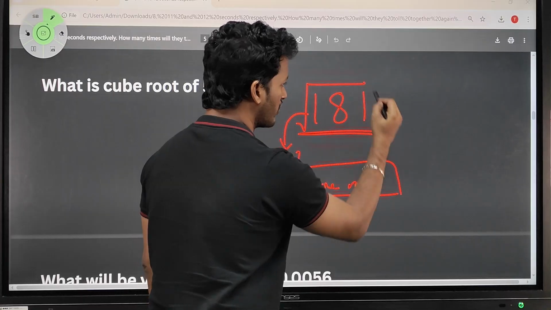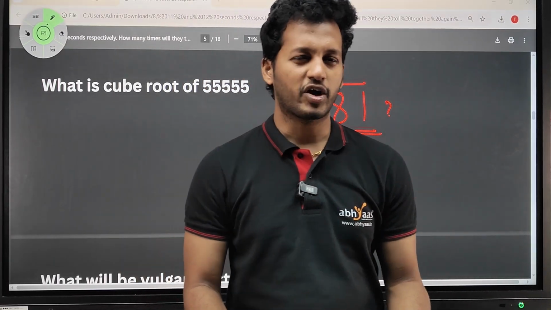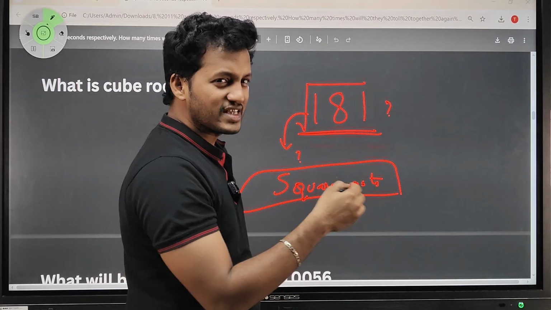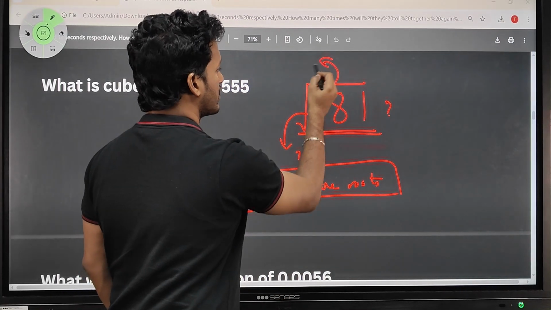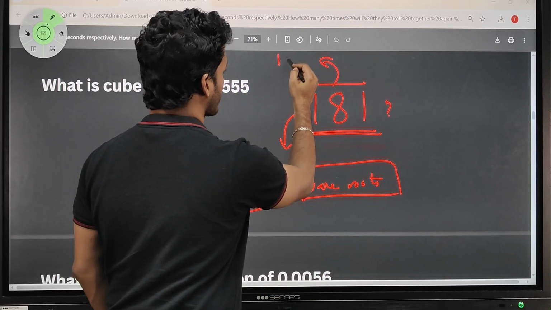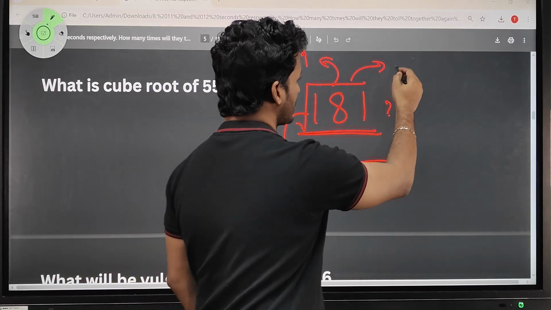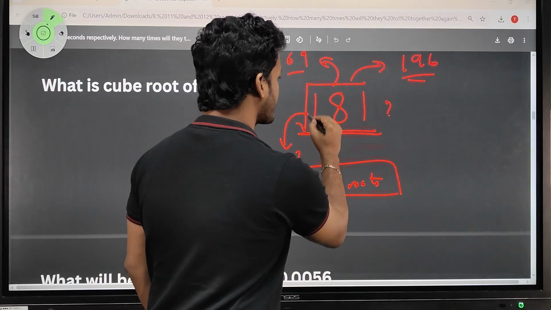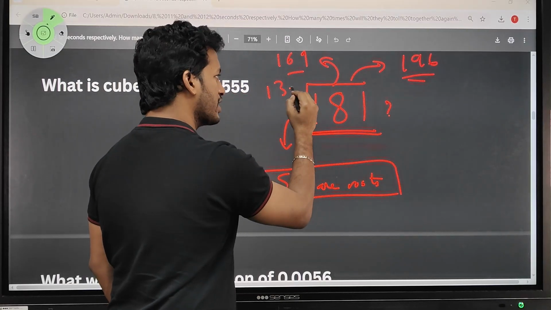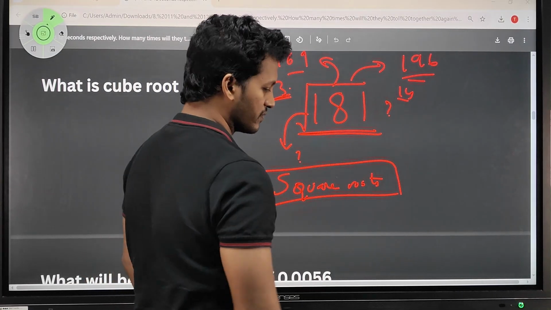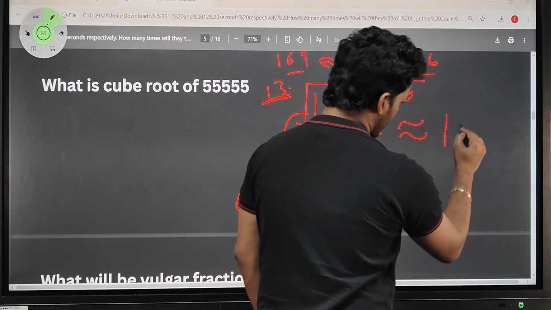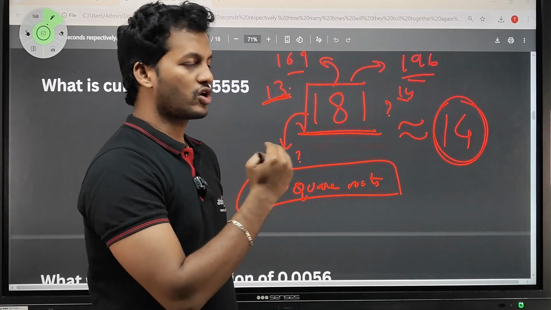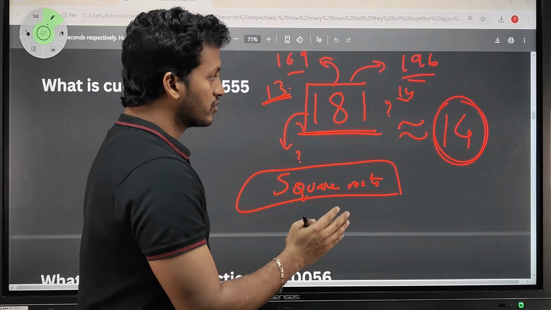So can I find the square root of 181? I know it cannot be, because 181 is not a perfect square. So what is the nearest perfect square to 181? If you know perfect squares very well, 13 square is 169, 14 square is 196. So 181 is between them. So approximately the square root of 181 will be greater than 13 and it will be between 13 and 14. So on a round figure, I'll take it as 14. Okay, I'm rounding it off. It's not actually 14. I'm rounding it off.